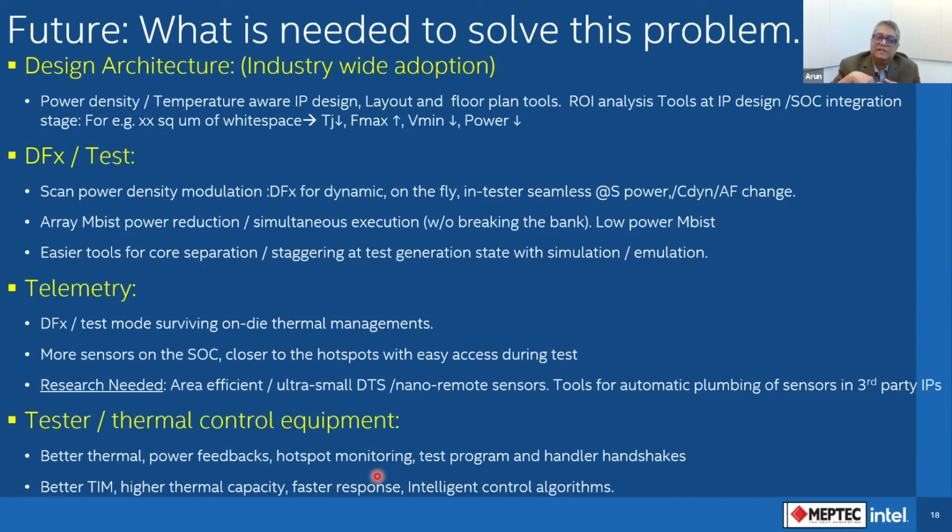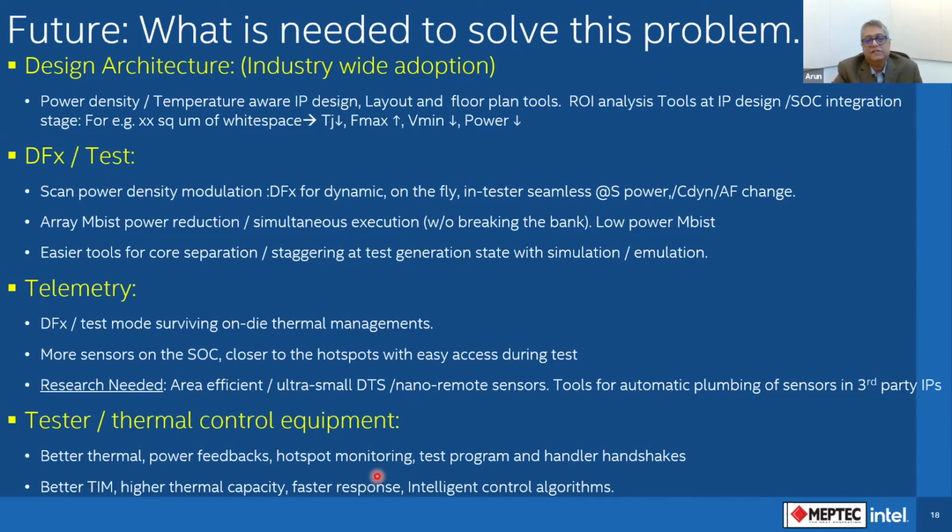On the other hand, the tester thermal control equipment, we need better thermal control, very fast ones. In fact, if there is a way to monitor hotspot, it will be great. Thermal test program and the handler handshake, especially when we are changing the handler set point, feedback elements, and how much cooling is needed. All those tester to handler handshakes need to be brought up. Better TIM. If I can have a better TIM, even at test, it will be great. Higher thermal capacity, faster response.